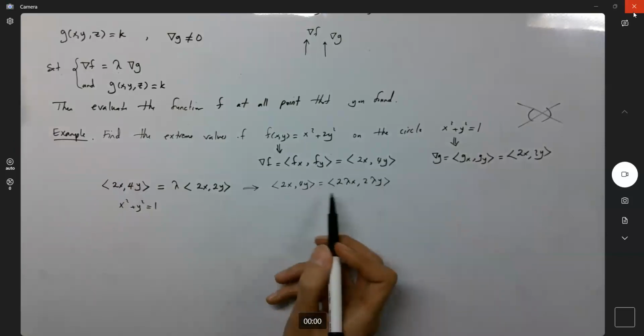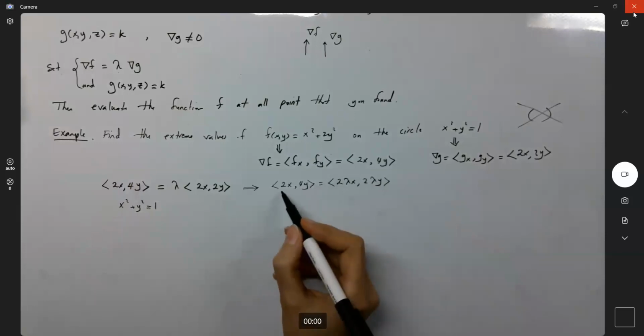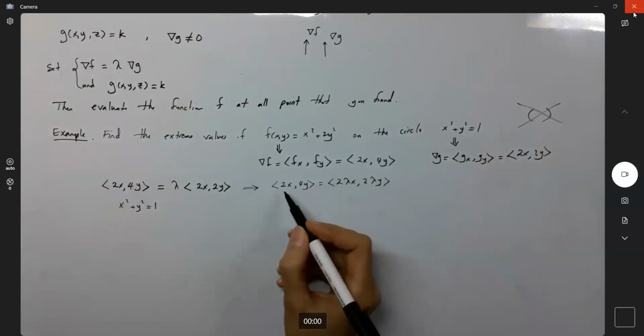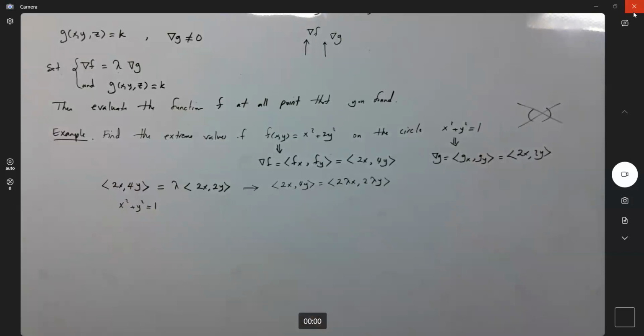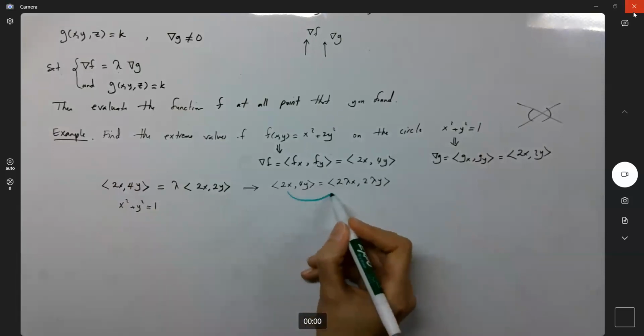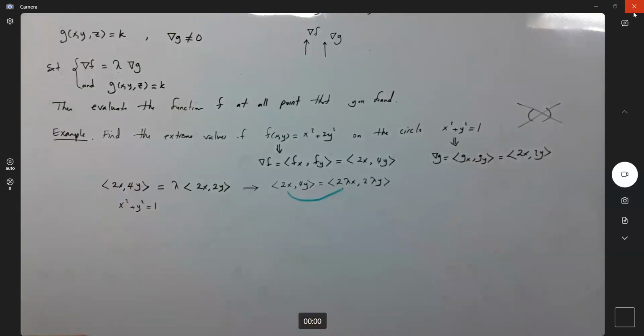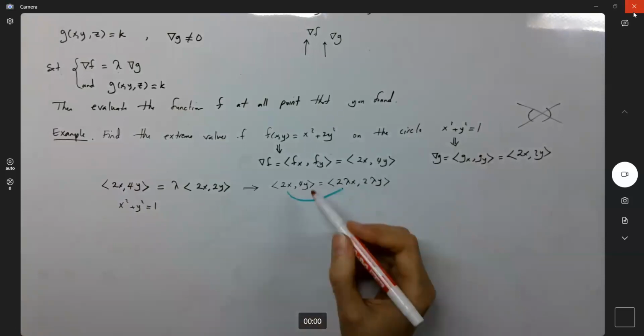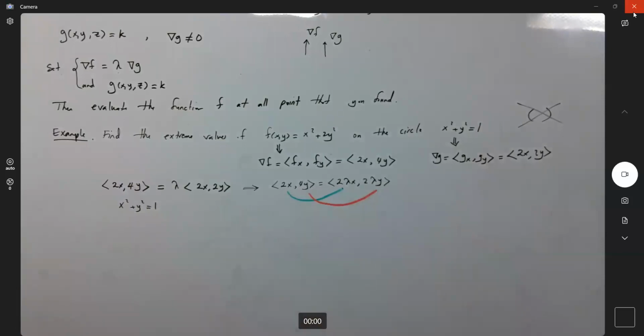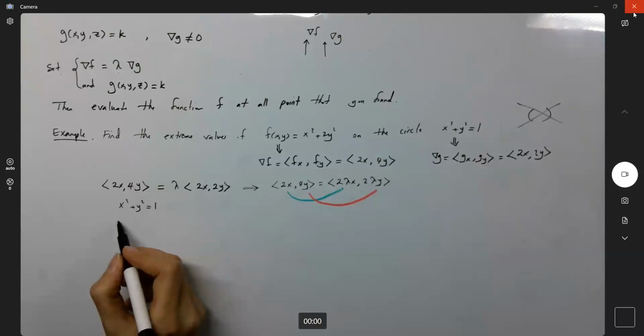All right, so two vectors are equal to each other. It means that the very first components must be equal and the second components must be equal. So 2x must be equal to 2 lambda x, and also 4y must be equal to 2 lambda y. Well, what do we have here? We have the following scenario.